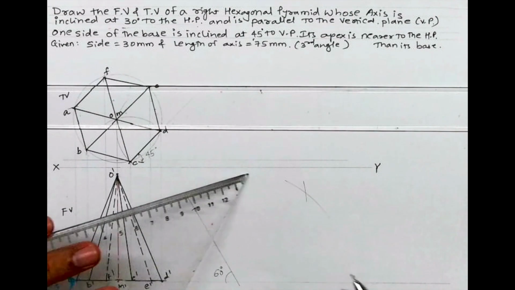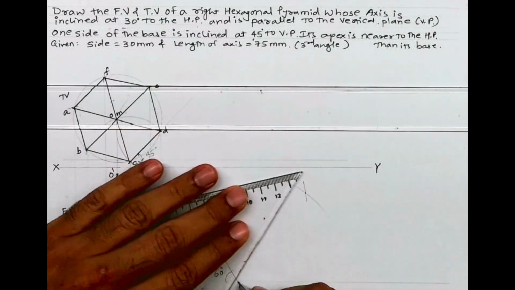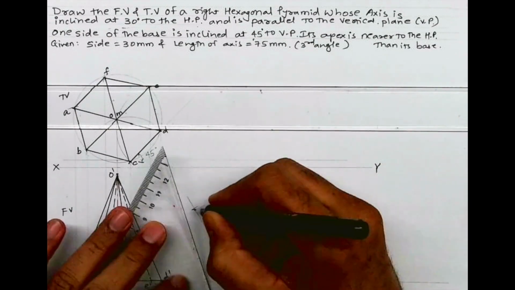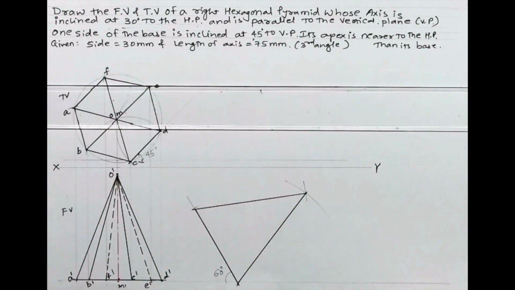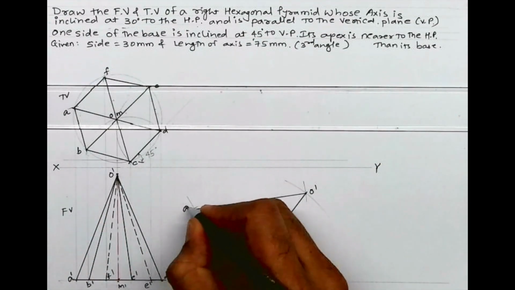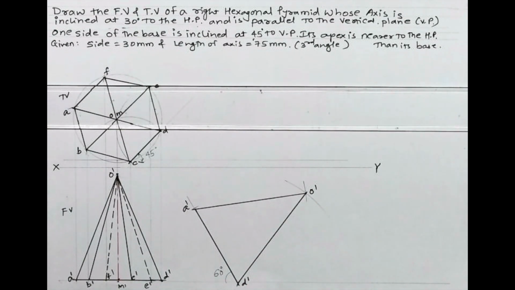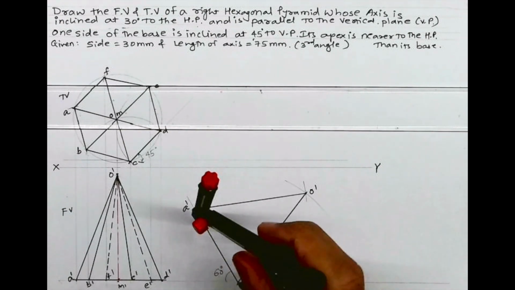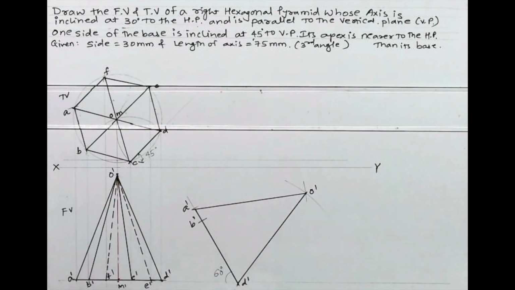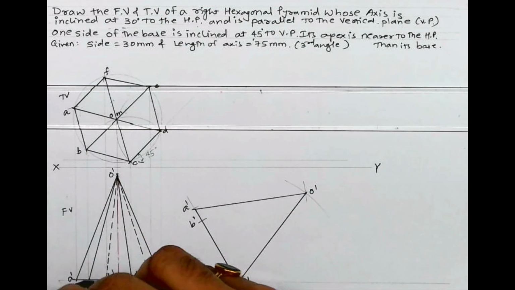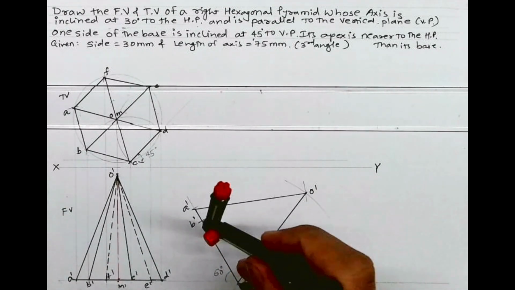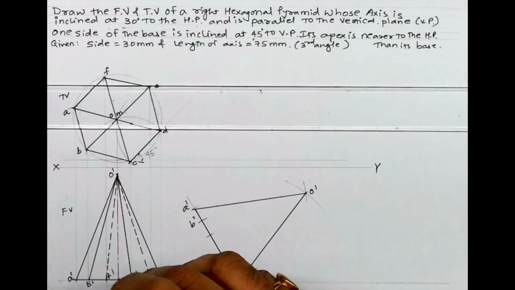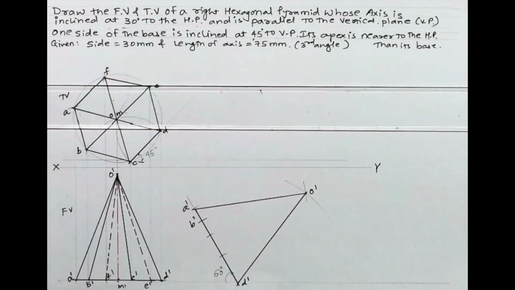What we are trying to do, we are trying to draw this ditto same. Only difference is it is inclined at 60 degree. This is O dash, A dash, D dash. Then you take all this distance and cut. This is B dash, F dash, C dash, E dash and M dash.